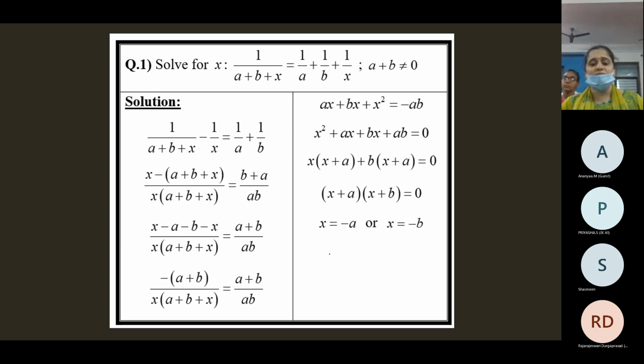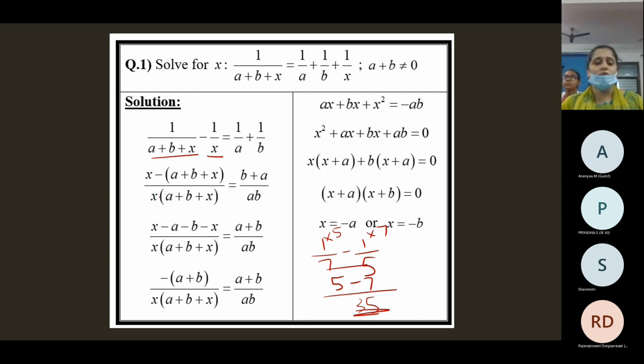Just like taking the LCM. So if you have 1 by 7 minus 1 by 5, the common denominator is 35. What will you do? This one you'll multiply by 5 and this one by 7. 5 ones are 5, 1 5 is 5 and 1 7 is 7. Same thing. 7 5s are 35, which is the common denominator.